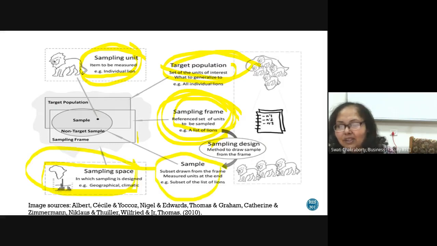Then comes your sample, that is a subset drawn from the frame, the measured units at the end. And last comes your sampling design, that is the method to draw a sample from the frame. And we are taking the case of lions.